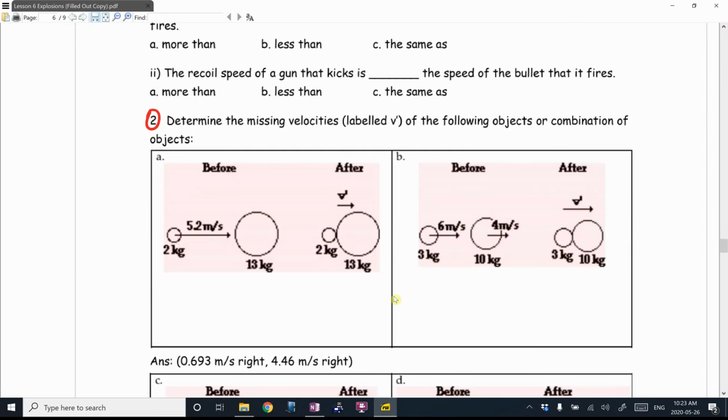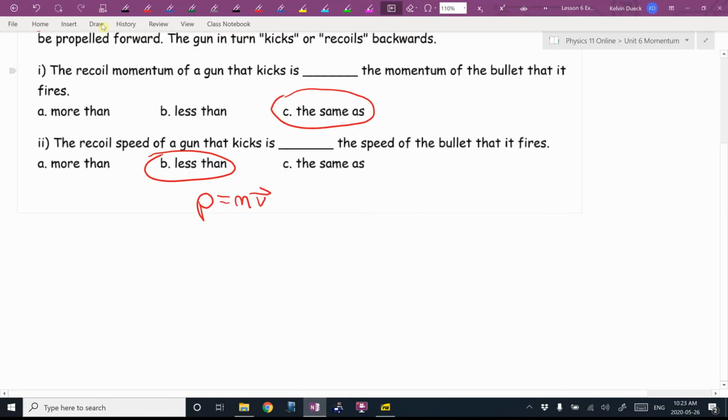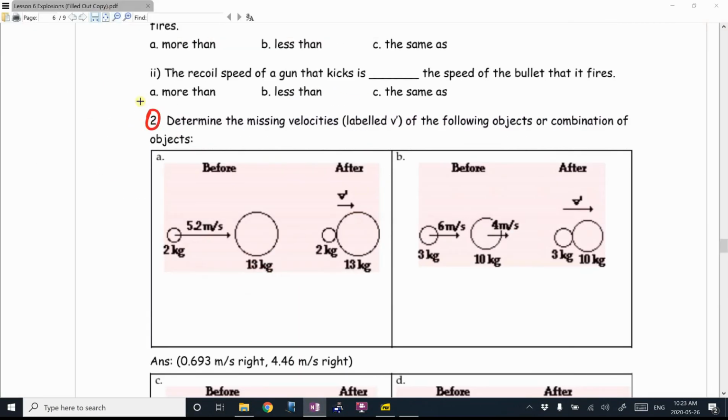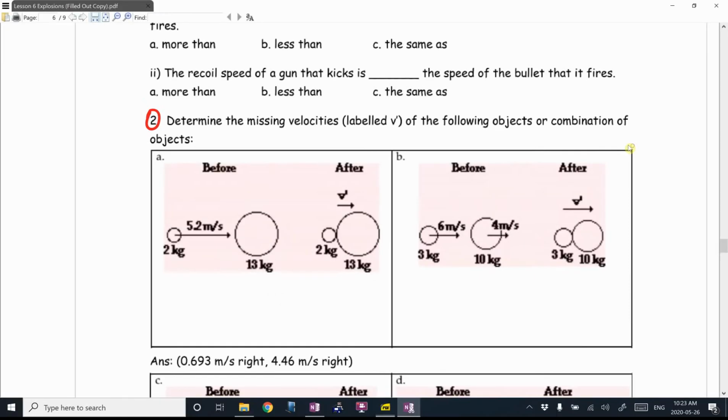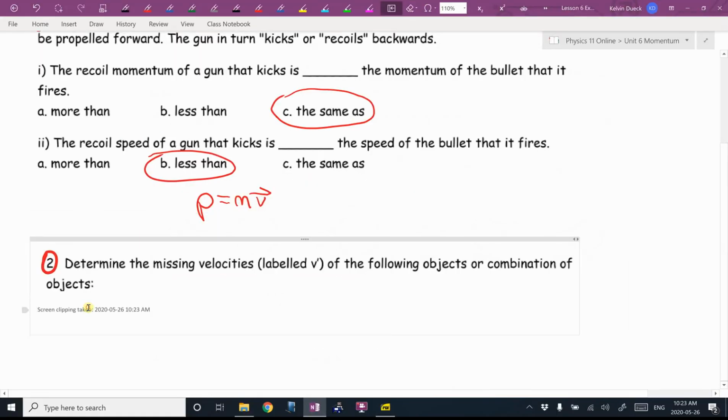Determine the missing velocities of the following objects or combinations of objects. Okay, I'll do these one at a time. First, let's copy the actual instructions. And then let's copy part A.